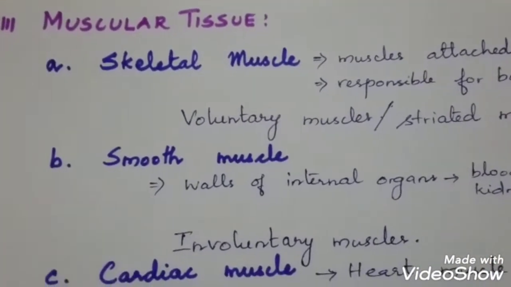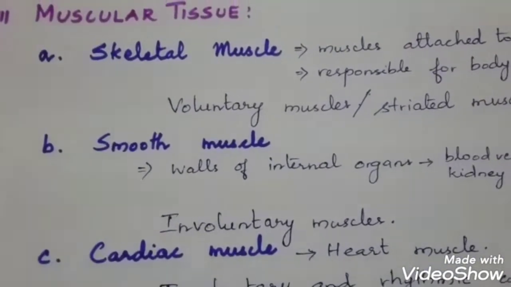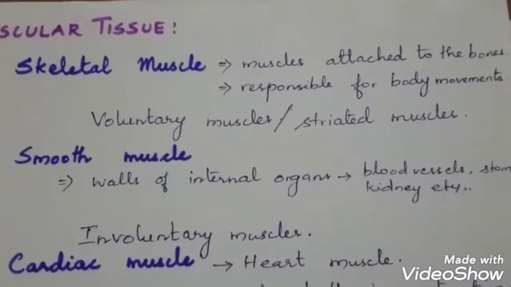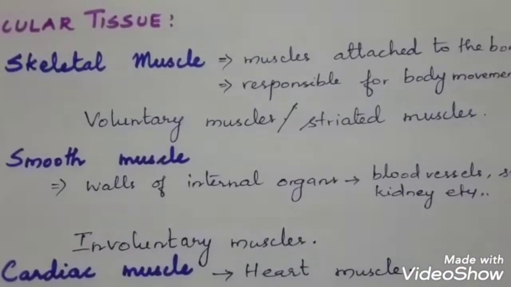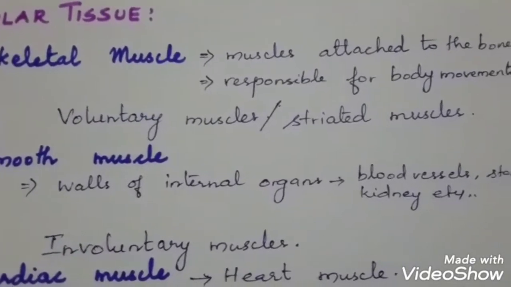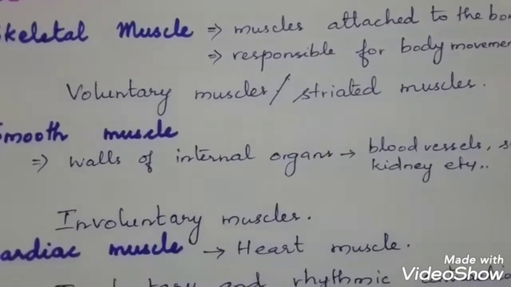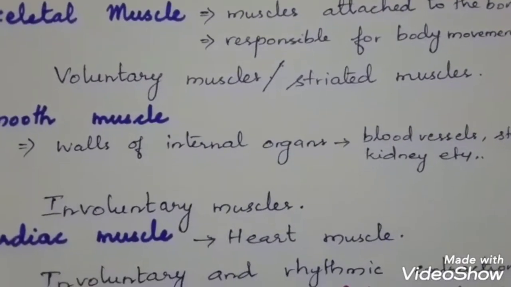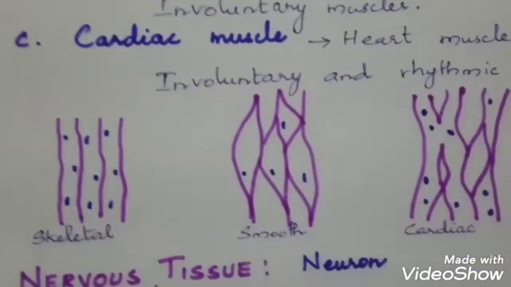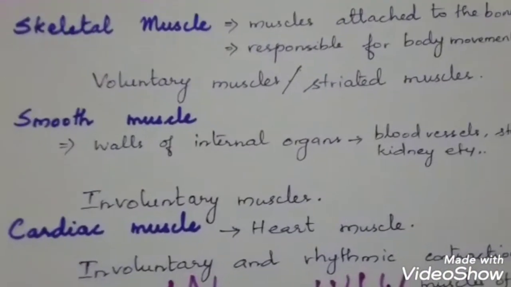Next is muscular tissues. There are 3 types of muscular tissues: skeletal muscle, smooth muscle and cardiac muscle. The muscles which are helpful to attach the bones are known as skeletal muscles. They are responsible for body movements. They are voluntary in function. They are striated in nature, so they are known as striated muscles. They are straight like stripes and they are very strong muscles.